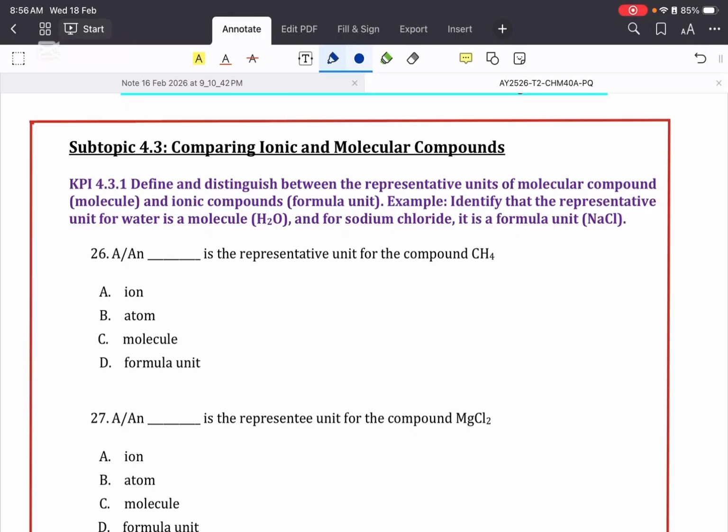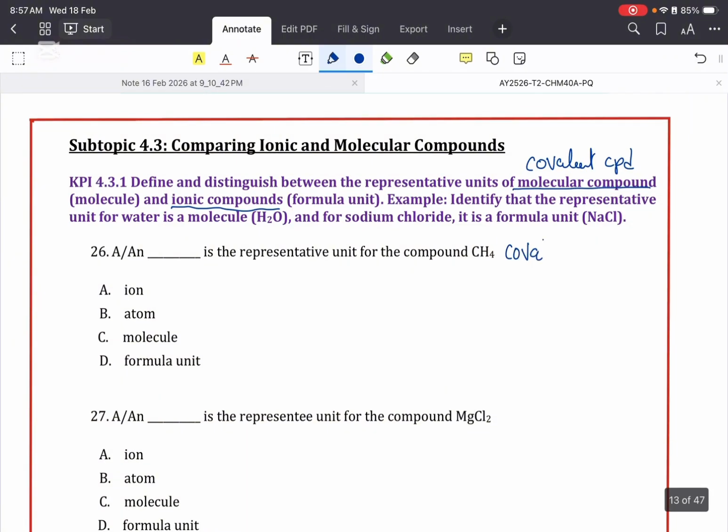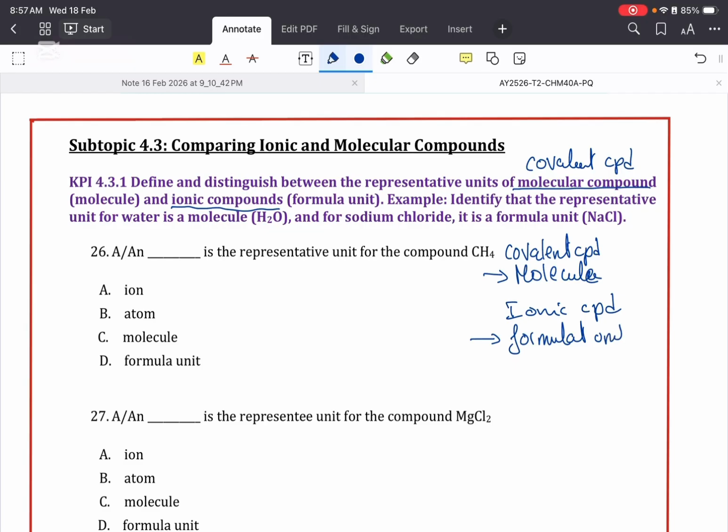Topic 4.3. In this subtopic, you need to know the difference between the representative units of a molecular compound, or what we also call a covalent compound, and the representative unit of an ionic compound. So always keep in mind, a covalent compound has a representative particle named the molecule, and an ionic compound has the representative particle called formula unit.